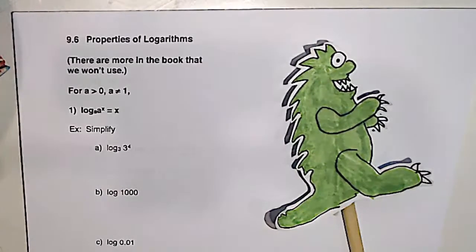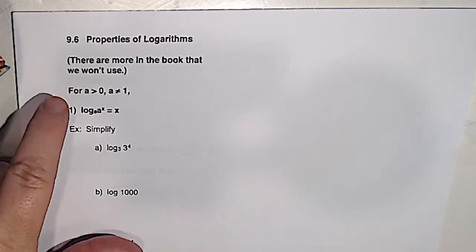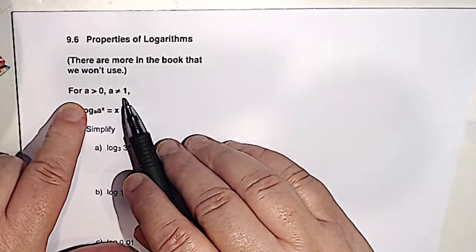So 9.6 is taking the weird and making it weirder. We're going to go into some properties of logarithms. So first thing to say is there are a lot more in the book. You can totally geek out. Logarithms, it's its own study. You could spend months studying logarithms, and we're not going to. We're just going to look at a few. And I'll remind you that bases should be greater than 0 and should not equal 1.